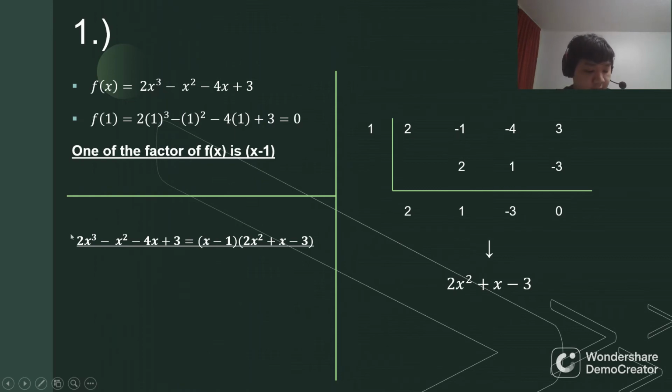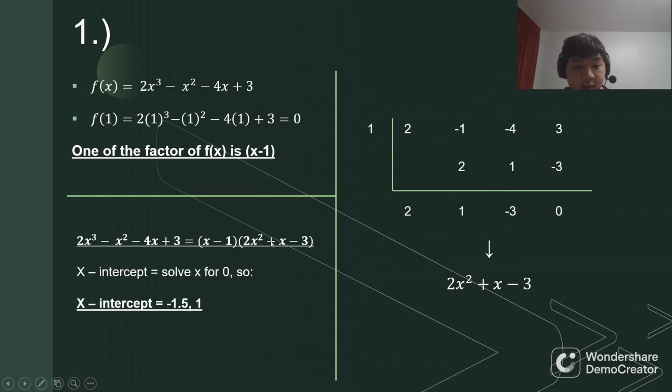Now, onwards to the x-intercept, and this will be a bit simpler than what we just did. So in the x-intercept, we basically just need to solve for x when y is 0. Taking the factors that we have over here, that will give us x-intercepts of minus 1.5 and 1. That's number 1 done, and we can instantly move on to number 2 and number 3.